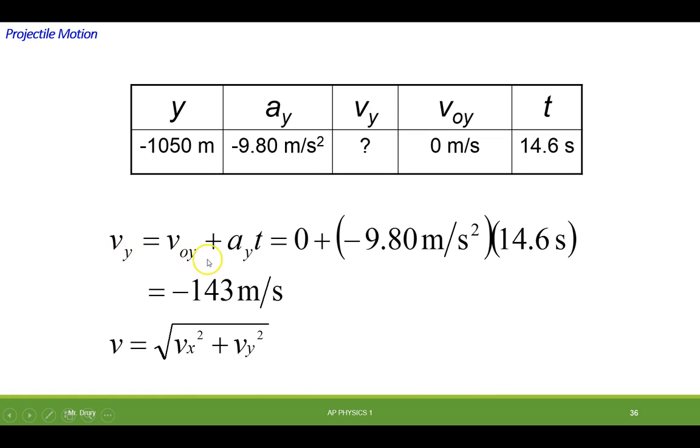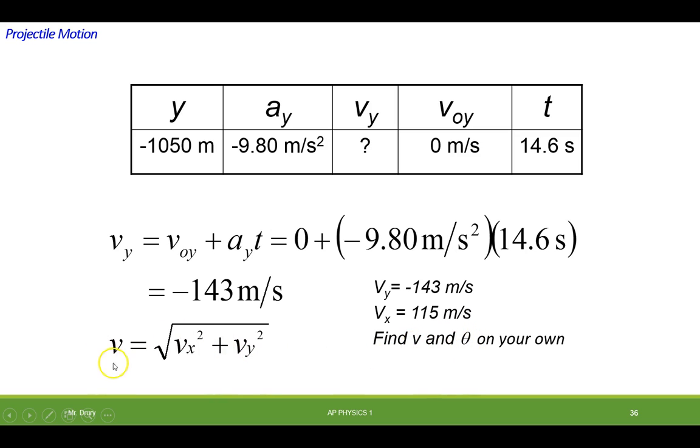And using this equation, which you can easily see, we substituted the numbers. We came out to be a negative 143 meters per second. And why is it negative? Because we counted down as being negative and up as being positive. And if we use these numbers, negative 143 meters per second in the y and 115 meters per second in the x, we can easily find our final velocity and the angle. The final velocity would be using Pythagorean theorem, and the angle would be using the arctangent. All right. And I'm not going to go over that, but I think you guys all know how to do that.